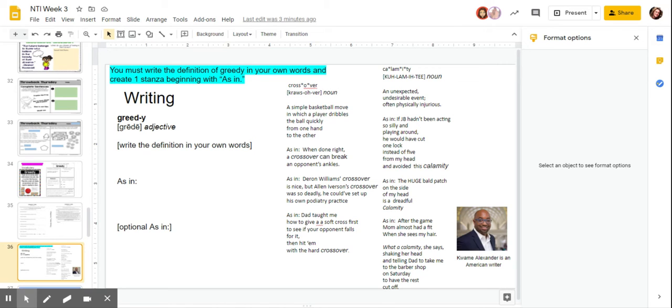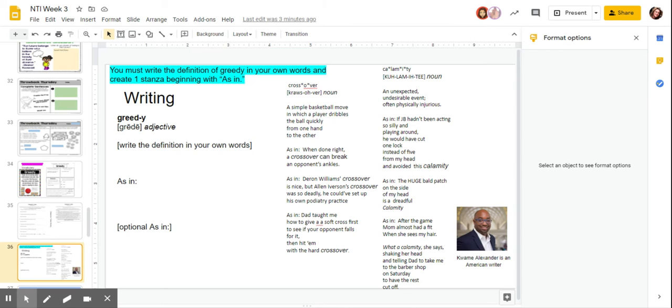So his first stanza, which is a group of lines, is just the definition of what a crossover is, probably in his own words. As in, when done right, a crossover can break an opponent's ankles. As in, Deron Williams' crossover is nice, but Allen Iverson's crossover was so deadly, he could have set up his own podiatry practice. So podiatry practice is like the foot doctor. As in, Dad taught me how to give a soft cross first to see if your opponent falls for it, then hit him with a hard crossover.